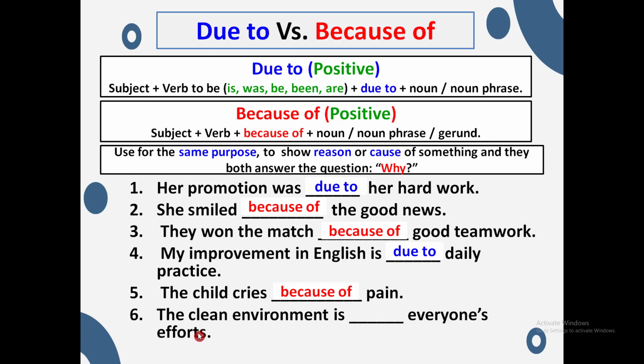Number 6. The clean environment is blank everyone's efforts. The clean environment is, verb to be again. So due to everyone's efforts.